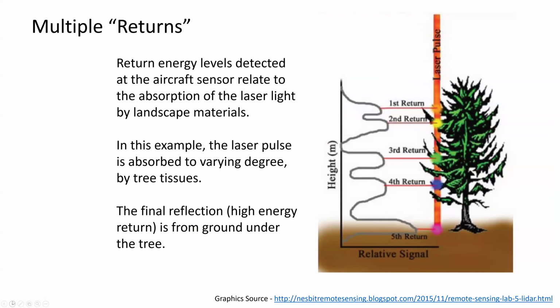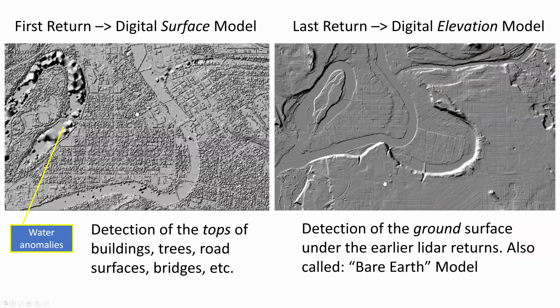Here's another picture of this from Nesbitt Remote Sensing. Same idea here, right? We've got, in this case, 5 returns. A return from the top, a return from a branch, another branch, and then finally the ground return, the last return.